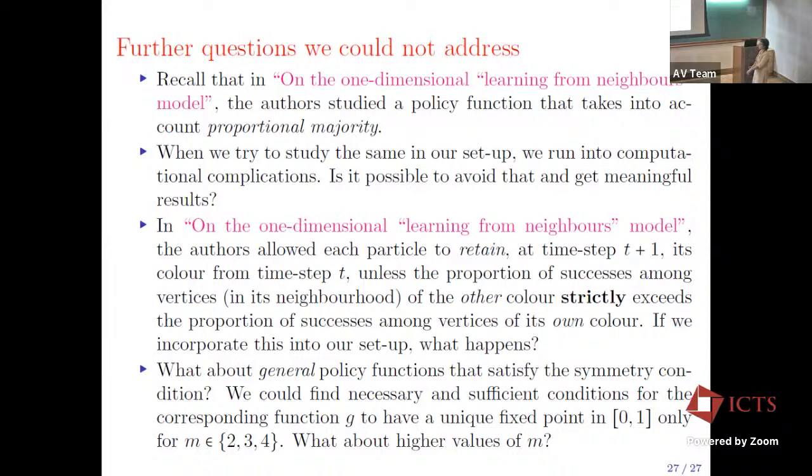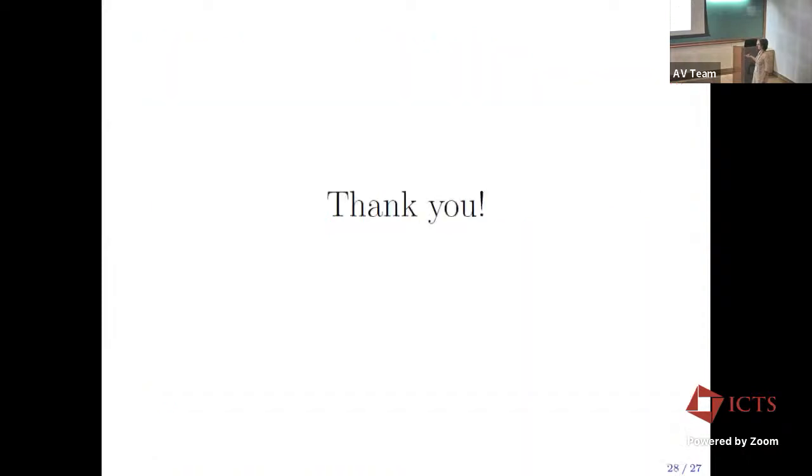Can we say something for general policy functions regarding the number of fixed points of the corresponding function g? And in general, moving out of rooted regular trees, looking at more general trees, looking eventually at Galton-Watson trees, what would that give us? We don't know any of that. So those would be some of the open questions, in addition to the open questions that I mentioned in between the talk. I guess I also finished a little ahead of time.